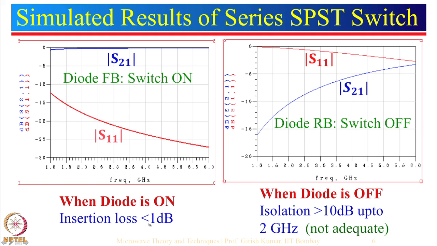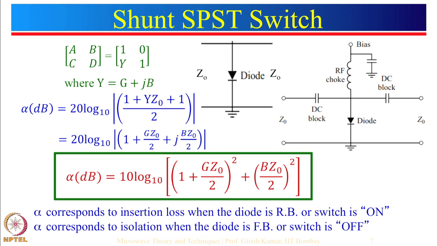We had also shown the circuit simulation using ADS software, and discussed the results. I showed you that insertion loss is less than 1 dB when the diode is on, but isolation is only about 10 dB or so up to about 2 gigahertz. Beyond 2 gigahertz isolation was very poor, so it is not a very good configuration to be used beyond 2 gigahertz.